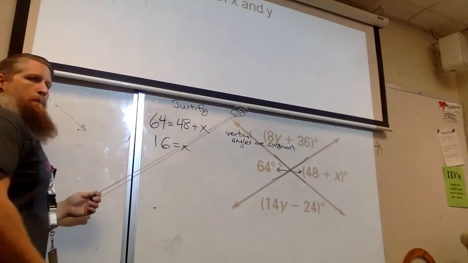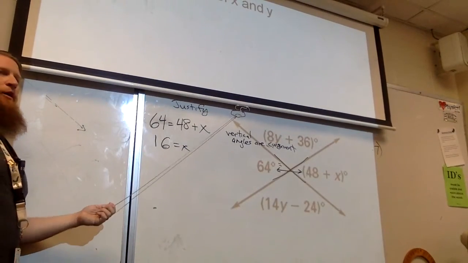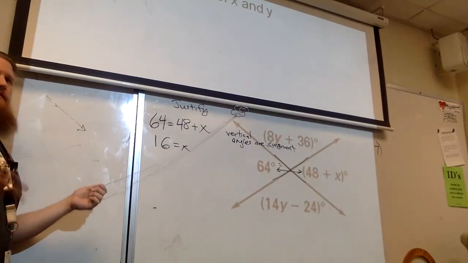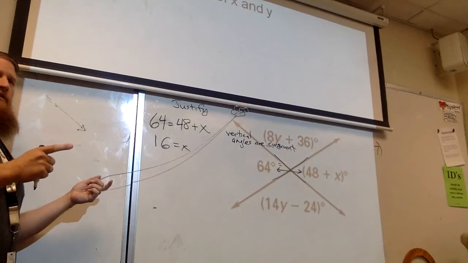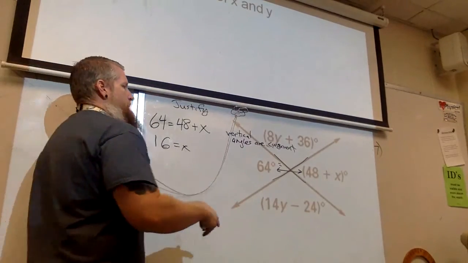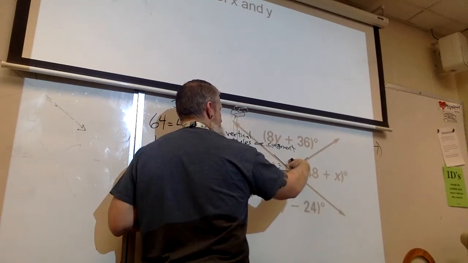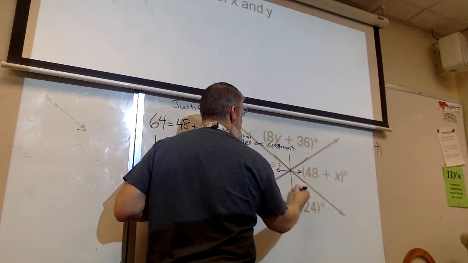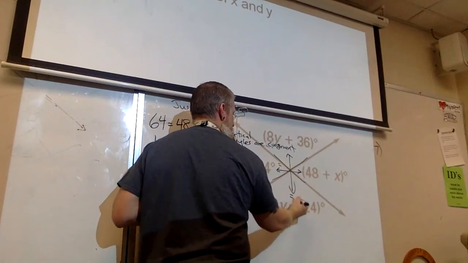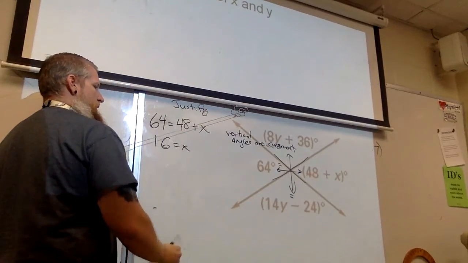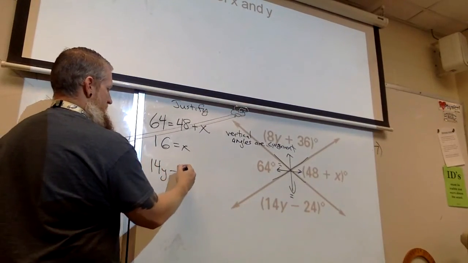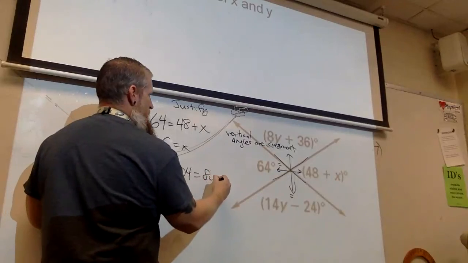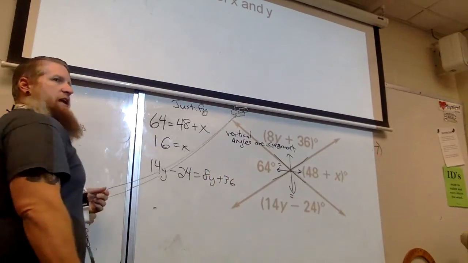Okay? And then once I know x, there are a few ways I could go about this. The easiest way is generally setting things equal to each other. So I could take the idea that this angle here, going up and down, those are also equal because those are also vertical angles. So I could do 14y minus 24 equals 8y plus 36 and solve that out.